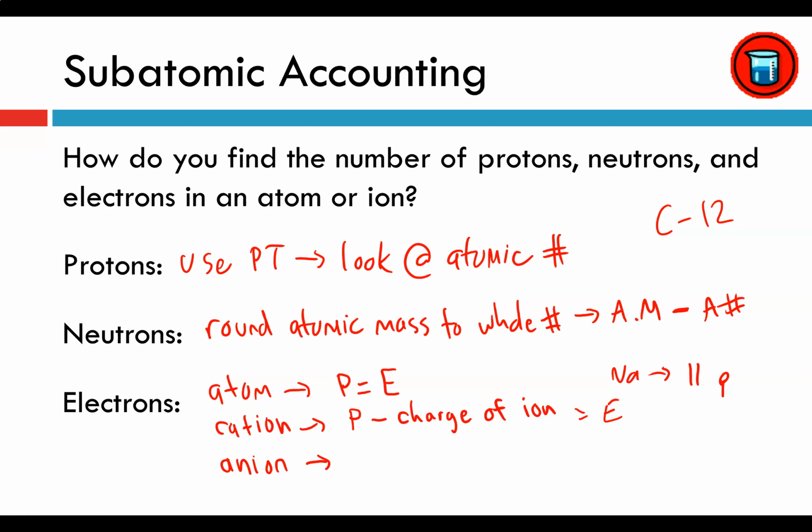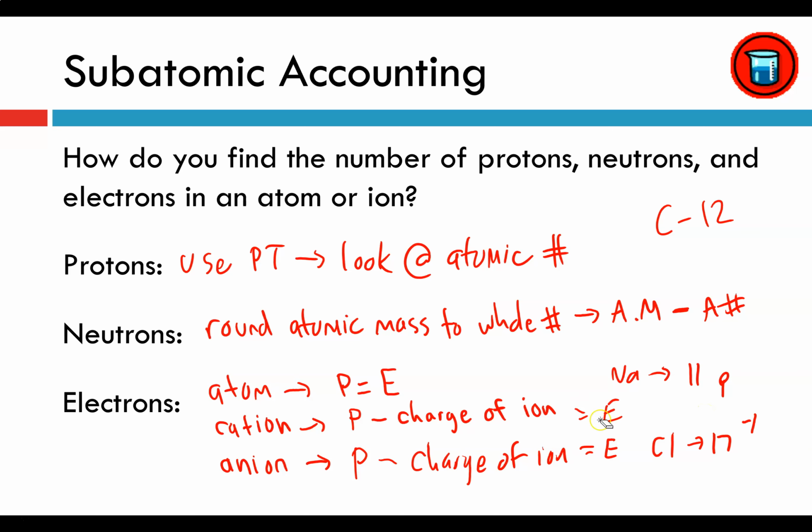Really, the same thing works for anions. Number of protons minus the charge of the ion. We also looked at chlorine, which has 17 protons. And then it forms an ion with a charge of -1. So I can take 17 minus a -1, which would give me 18 electrons in the chlorine ion.